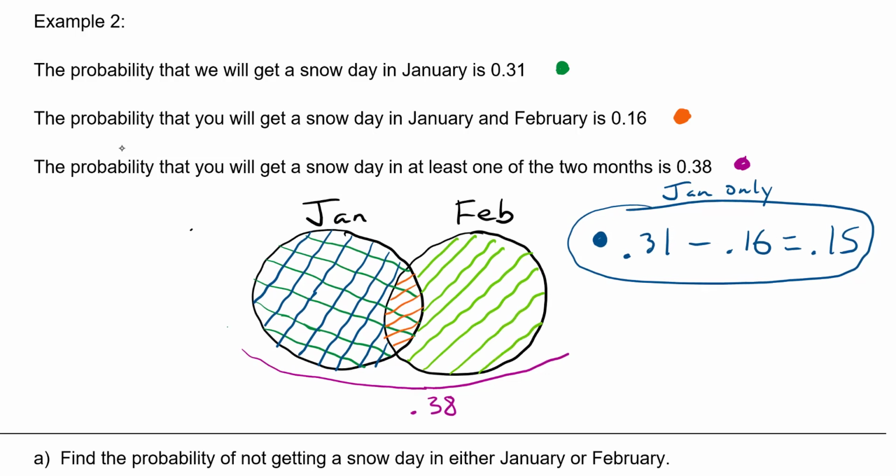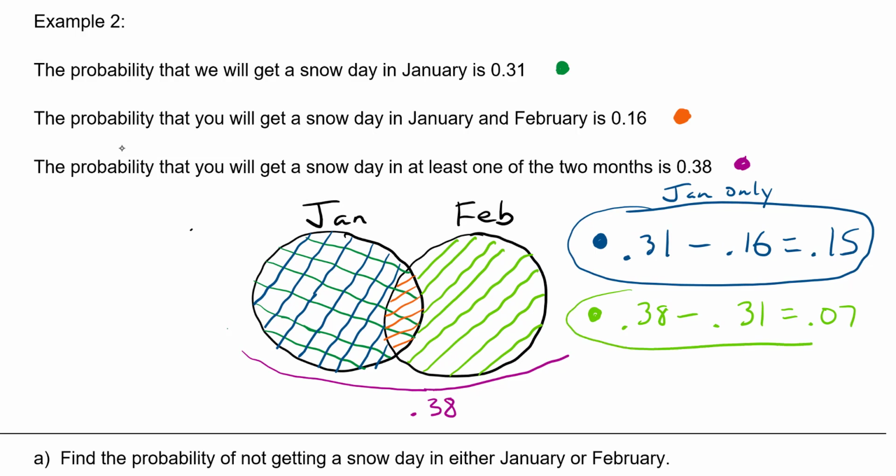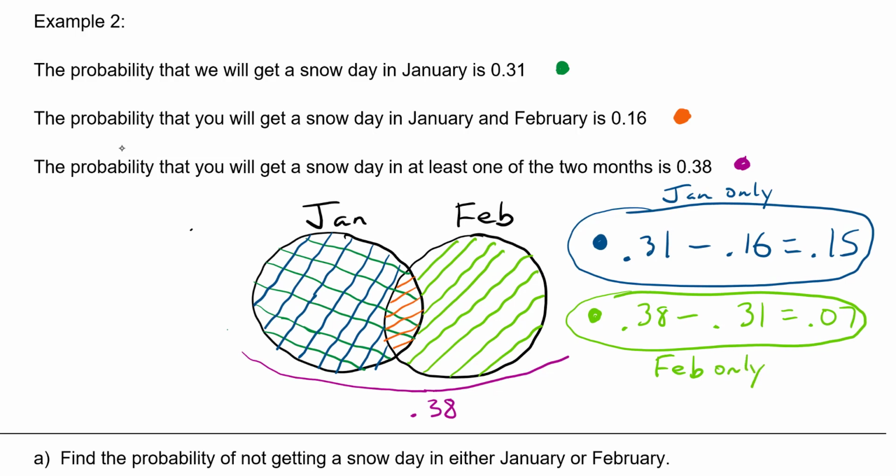Okay, February only, so that's that one. And if you think about it, that's going to be the 0.38 minus the whole January, that big circle, which was 0.31. So that's going to be 0.07. And this is February only. Okay? So that's going to be pretty nice here now.